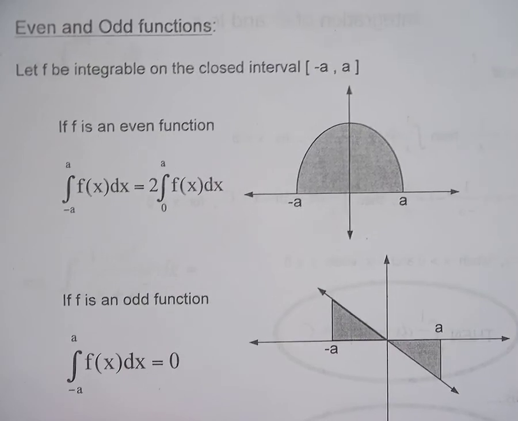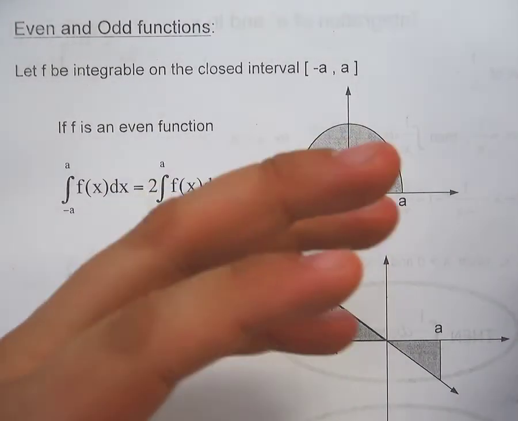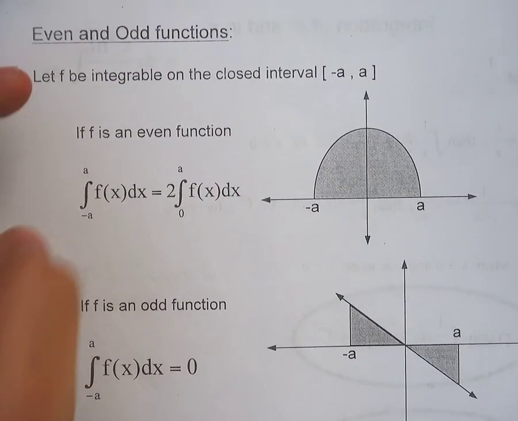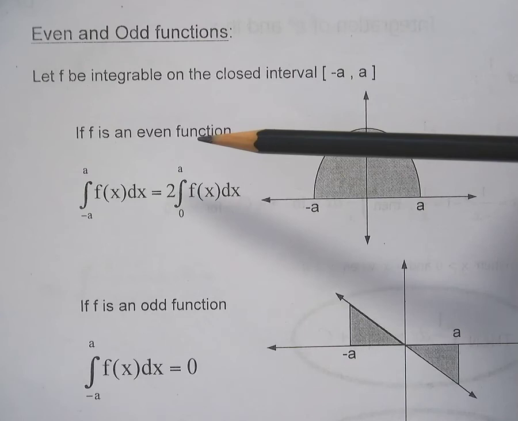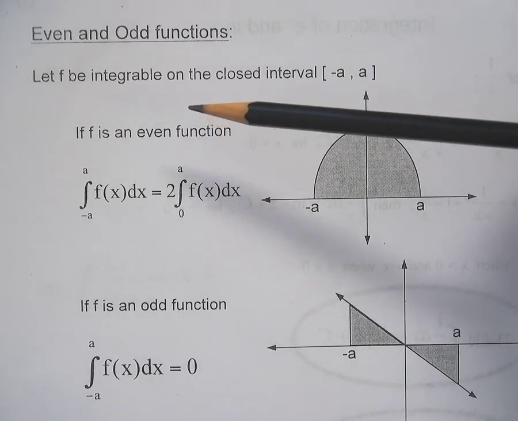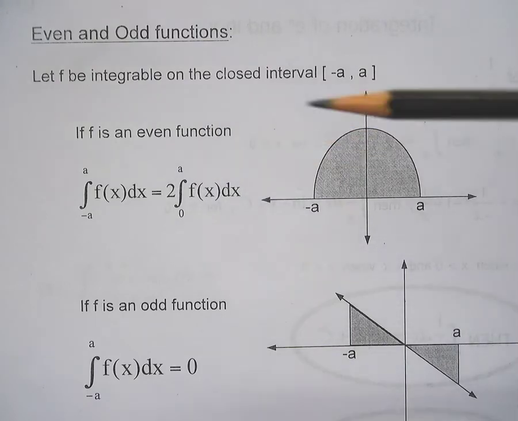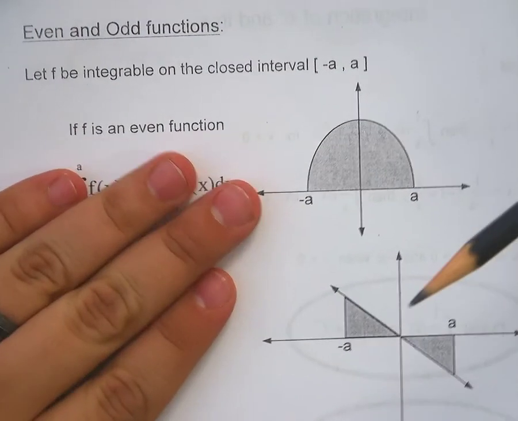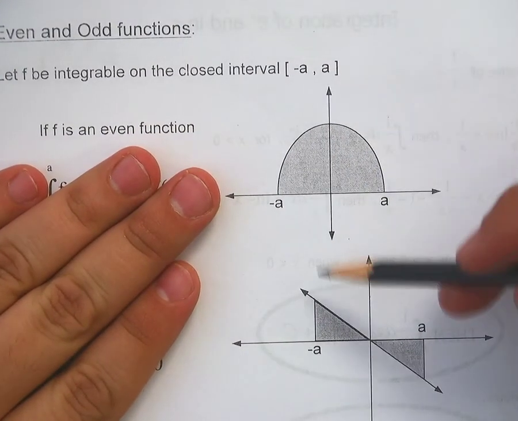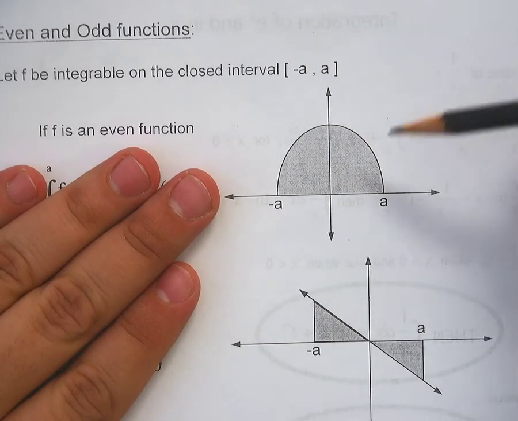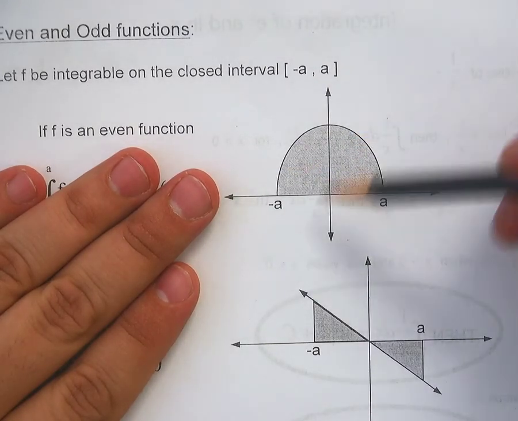This next portion is more of just a get to know me kind of section. Even and odd functions: it says let f be integrable on a closed interval -a to a. If it's an even function, now remember, even functions mean that it's symmetrical across the y-axis, right? Like the sine wave is an even function, or excuse me, not the sine wave. The cosine wave, right? Semicircles, a parabola that's centered on the origin.